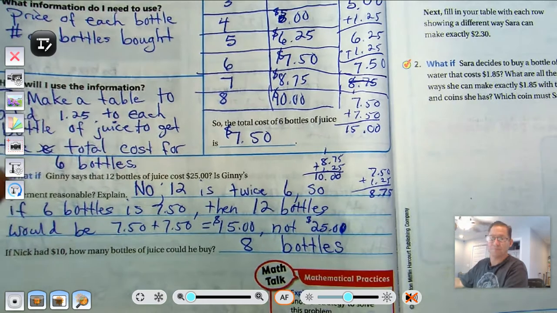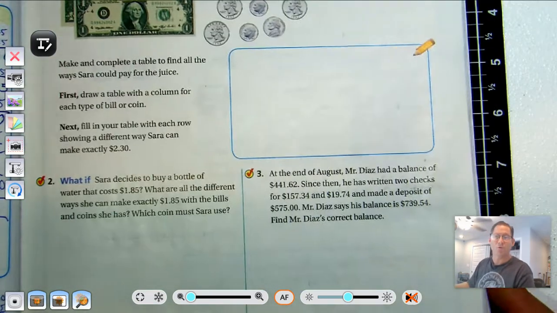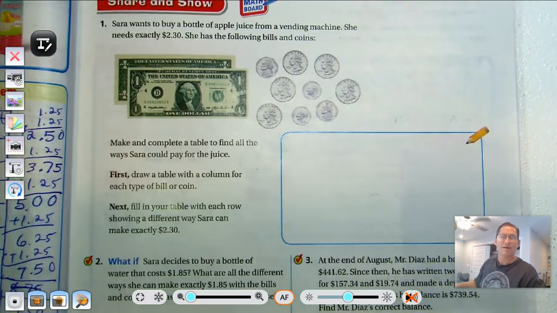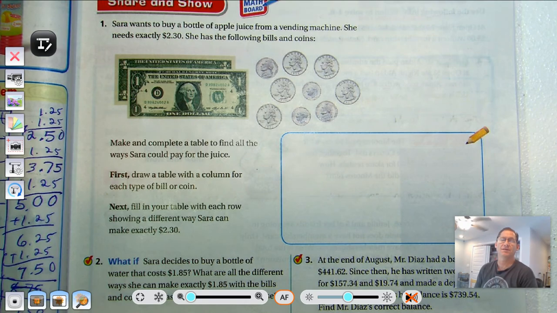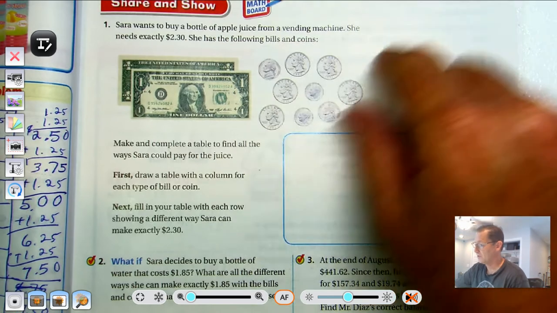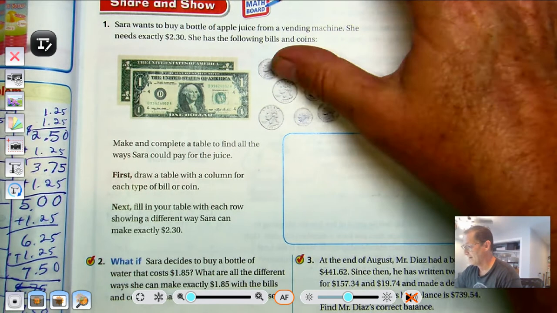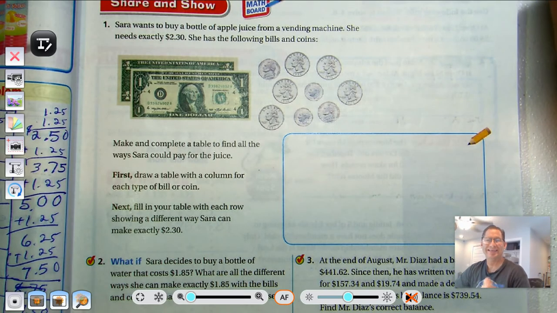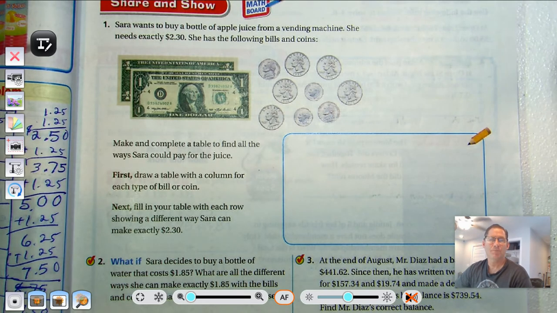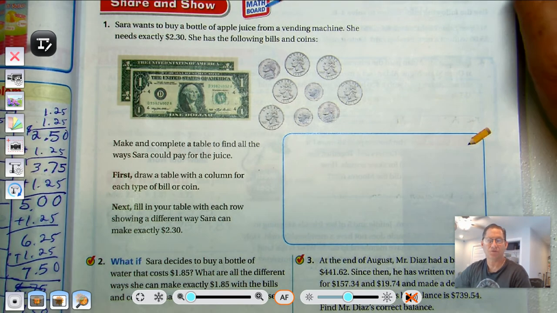All right, so number 1. Sarah wants to buy a bottle of apple juice from a vending machine. She needs exactly $2.30. She has the following bills and coins. Right, so we see $2 bills, we see some quarters, dimes, and some nickels. All right, and she needs exactly $2.30. Make and complete a table to find all the ways Sarah could pay for the juice.